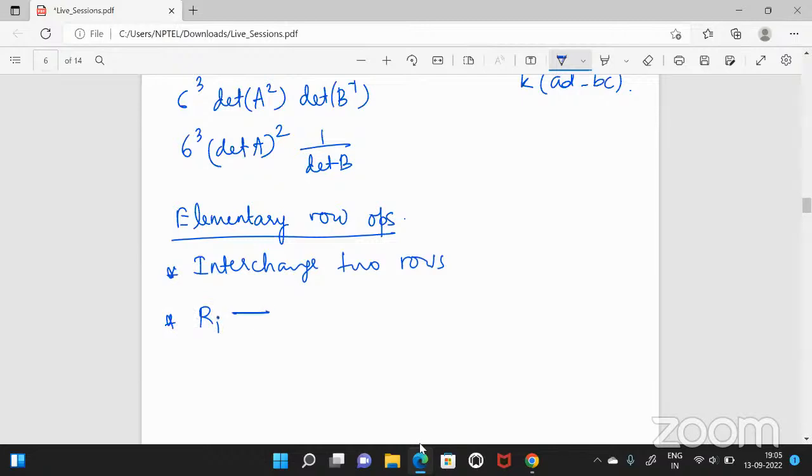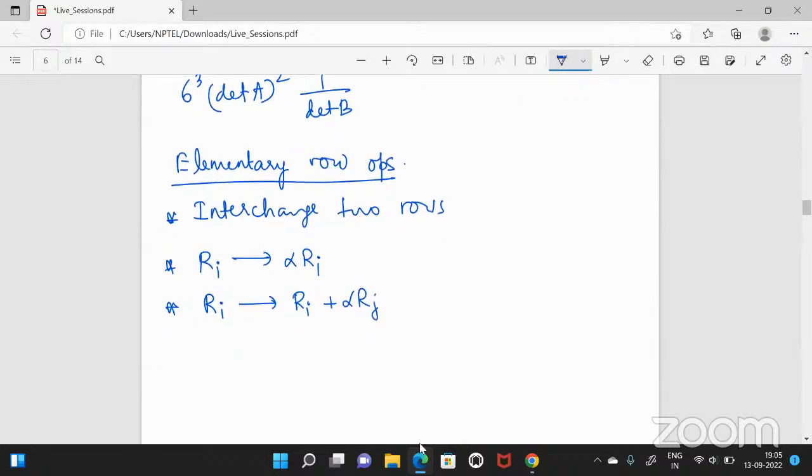Right. Ri, you replace one row with a scalar times that row. And Ri, you replace it with Ri plus some alpha times Rj. You can write it as Ri plus Rj or alpha times Rj. So you're allowed to do only these three operations, which are called the elementary row operations.